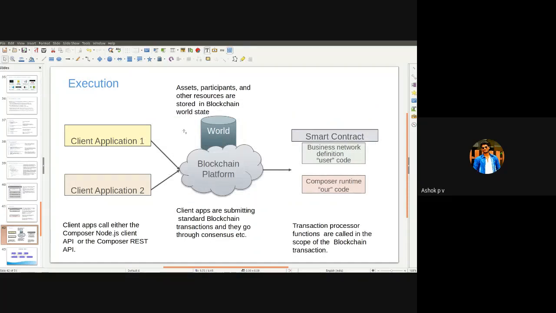So you have the blockchain world state. The client calls the Composer Node.js client API or the Composer REST API that I was telling you about, and they go through the consensus. They have the transaction processor call and score the blockchain transactions. So this is how the execution happens in the total blockchain network of Hyperledger Composer.